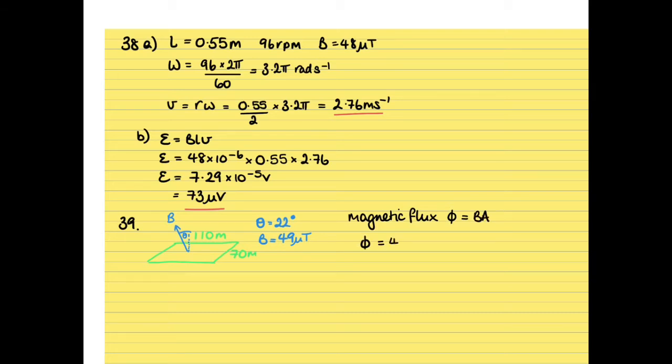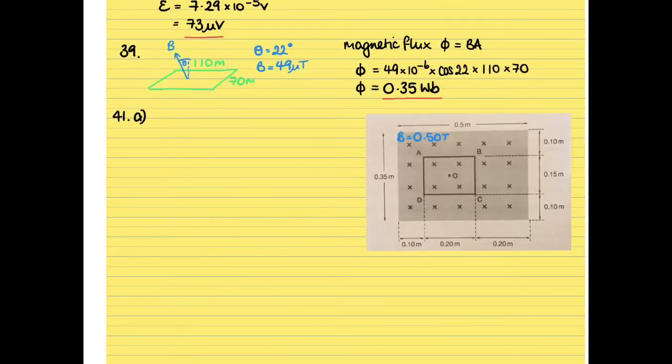Question 39 is just applying our flux equations. So we haven't got any coils, it's just literally what's the area of the pitch and what is the perpendicular magnetic field to it. So it's understanding it's the perpendicular magnetic field through a certain area. So we have to resolve to the vertical.